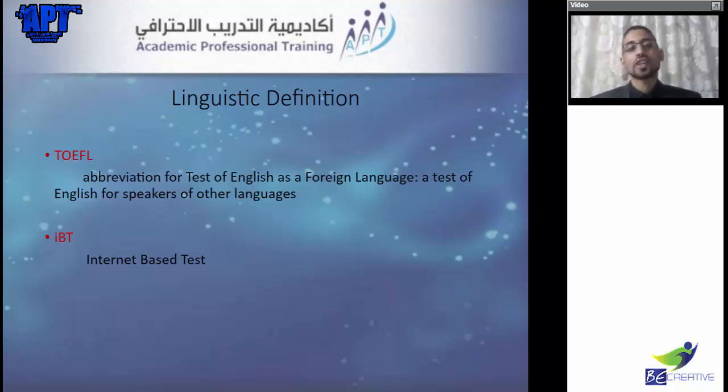It's different from other kinds of tests because we have different kinds. We had the CPT, we had the PBT, and we also had the ICT. What's the difference between IBT, PBT, and the last one, ICT? It depends on your organization and the country you're going to. For example, if you're traveling abroad, you need the international one, which is the internet-based test. We're going to talk about it in detail now.